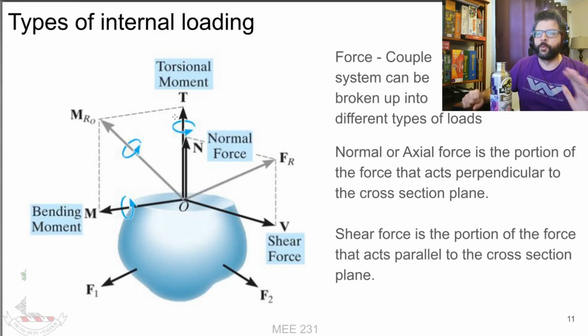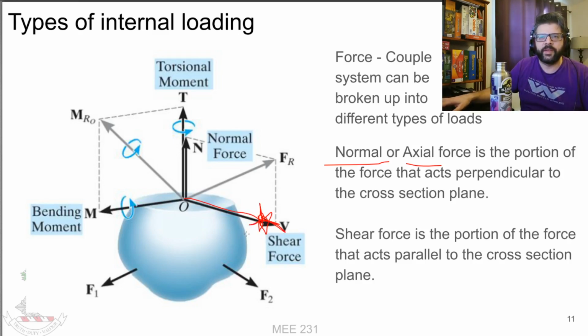So when we're talking about the force part of the force couple system, we generally break the force up into two types. We've got a normal or axial force, that's the portion of the force that is acting perpendicular to the cross-section plane. So it's coming straight out of that face that we cut. And then we've got shear force. Shear force is any portion of the force that's acting parallel to the plane.